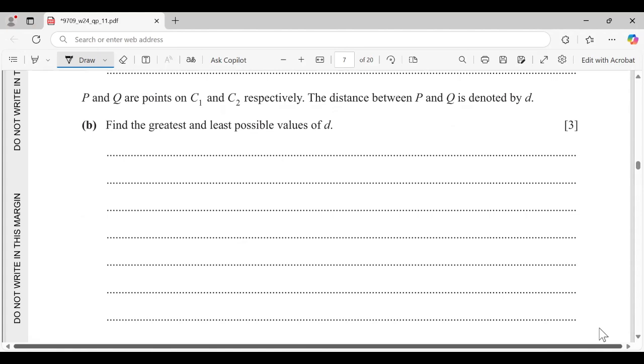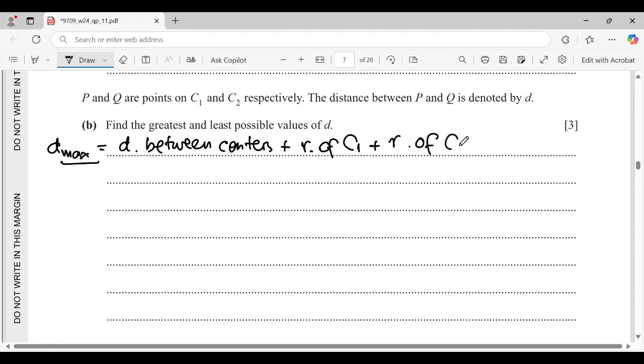P and Q are points on C1 and C2, respectively. The distance between P and Q is denoted by D. Find the greatest and the least possible values of D. We can find the greatest, or the maximum, through the distance between centers plus radius of C1 plus radius of C2. And it is 15 plus 4 plus 8, 27.